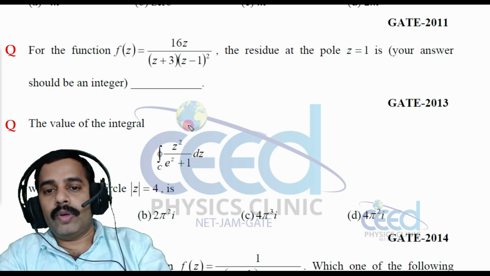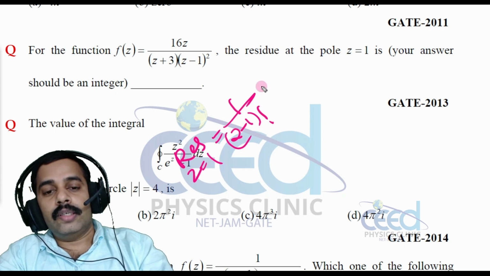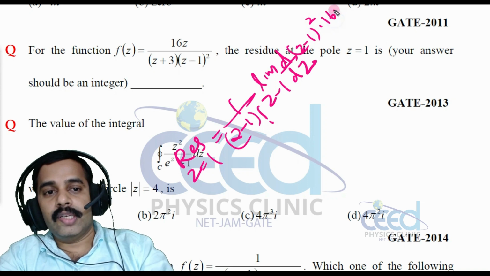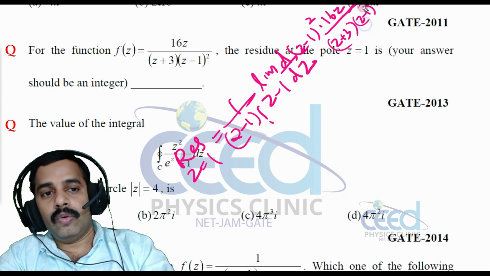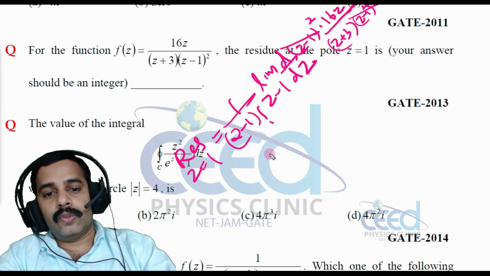So what is the residue formula for a double pole? Residue at z is equal to 1 is, since it is a double pole, 1 by (2 minus 1) factorial into limit as z tends to 1, d by dz of (z minus 1) whole square into f of z, that is 16z divided by (z plus 3) into (z minus 1) whole square. So z minus 1 whole square we can cancel out. This is 1 by 1 factorial, that is 1.